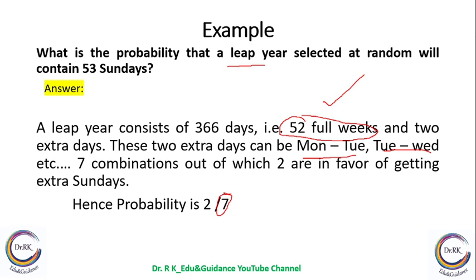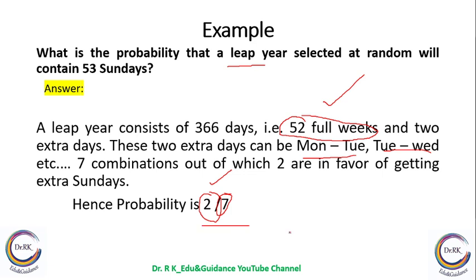And the other combination is Sunday, Monday, right? The Sunday, Monday combination gives one more extra Sunday. That means out of all these 7 combinations, 2 combinations are in favor of getting extra Sundays. Therefore, it is 2 by 7, right?